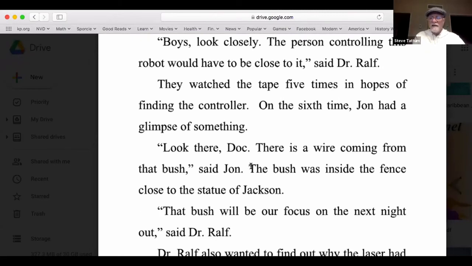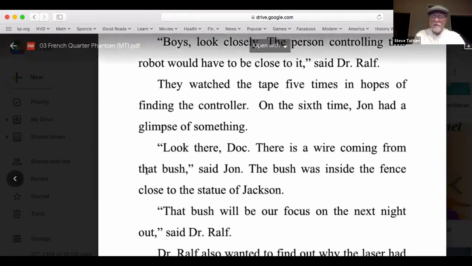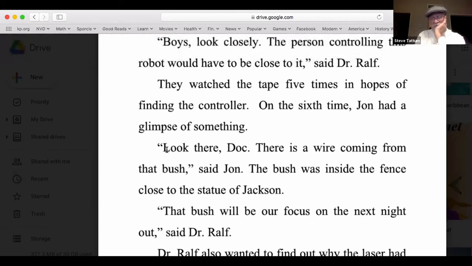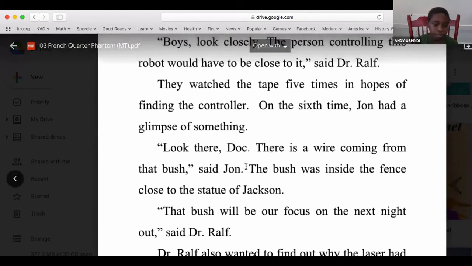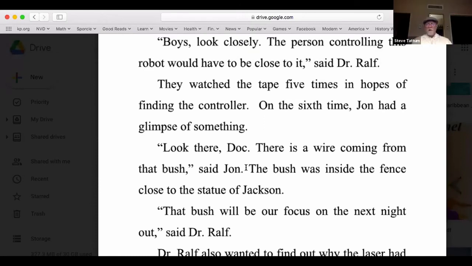Now, I'm going to read this like it being said, and then I want you to do that. Look there, Doc. There's a wire coming from that bush, said John. All right, your turn. Look there, Doc. There is a wire coming from that bush, said John. You keep going, Doc. You can go ahead.